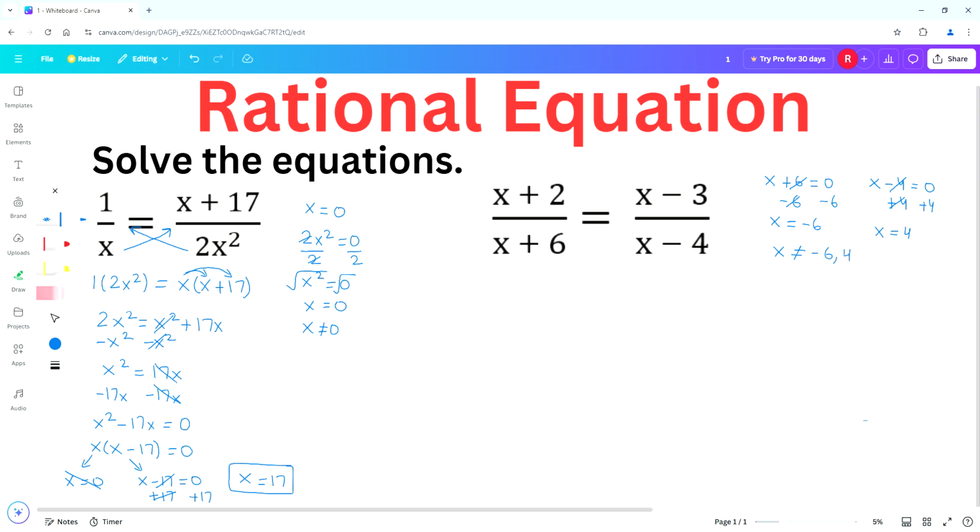If the solution for this equation is negative 6 or 4, it will be an invalid solution. Now we can start solving the equation. The first step is to cross multiply the denominators. We can cross multiply x minus 4 to the left side and x plus 6 to the right side.